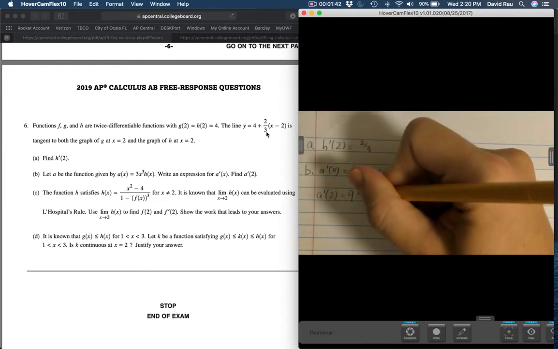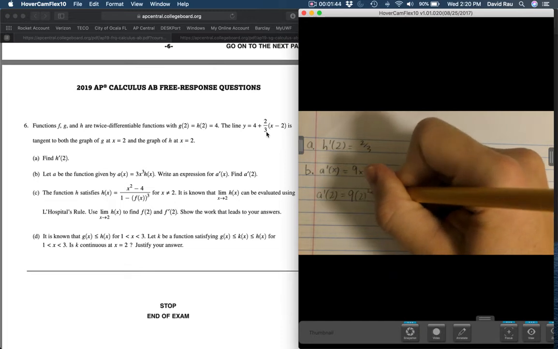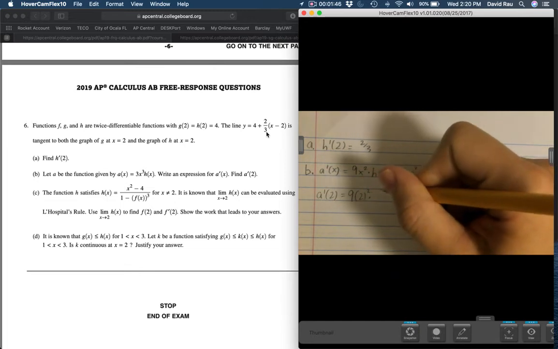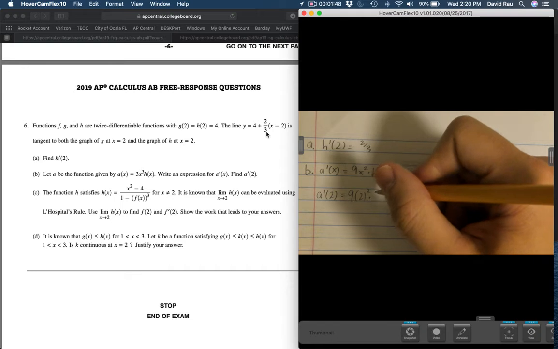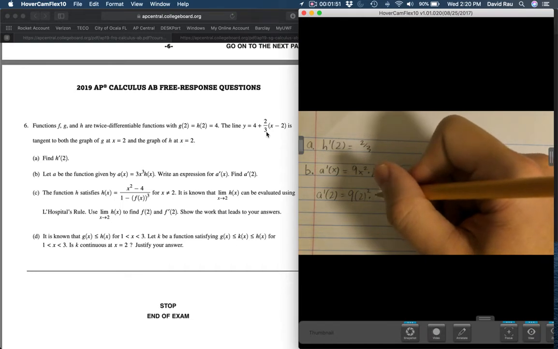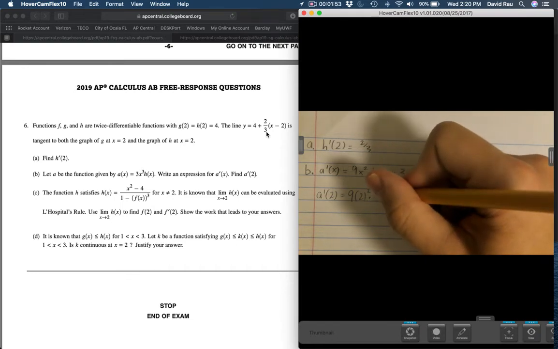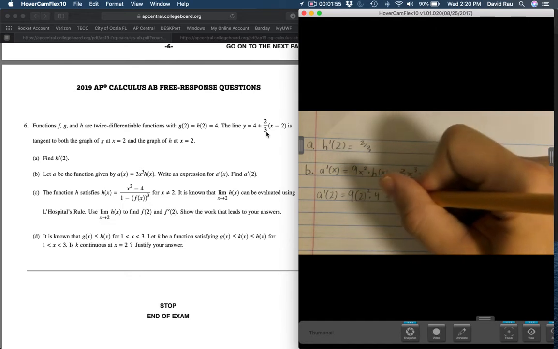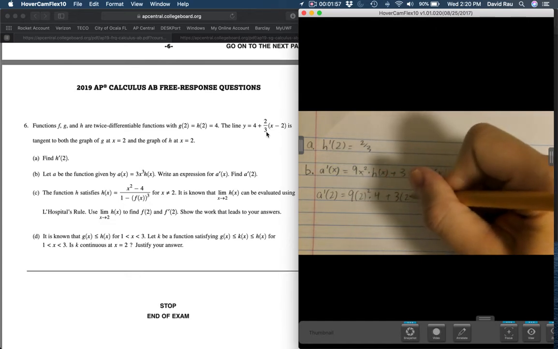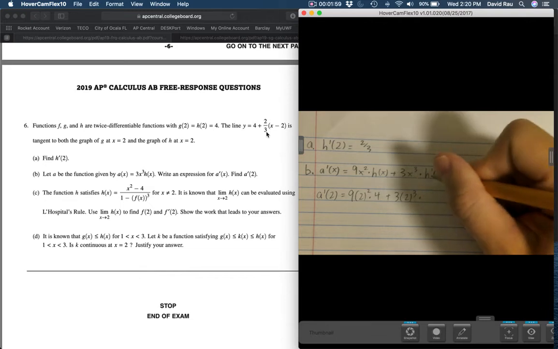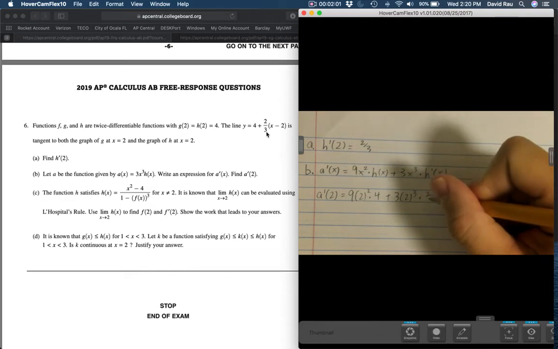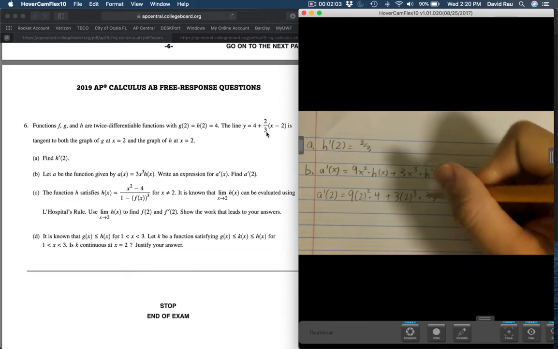And so that's going to be 9 times 2 squared times h of 2. And that first sentence, it's super important. It tells you h of 2 is 4. So that means h of 2 is 4. Plus 3 times 2 cubed times h prime of 2, well, we just found that in part A, that's 2/3.